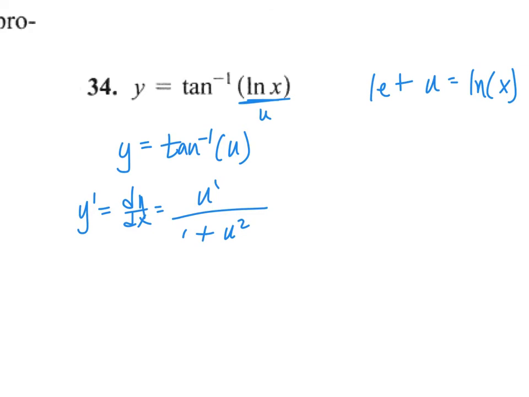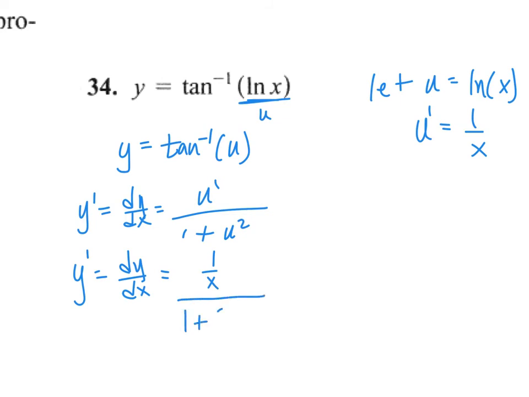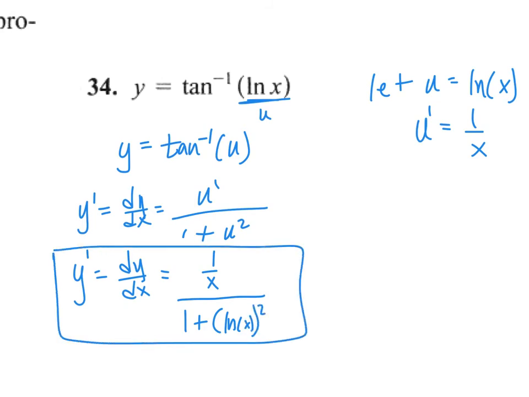So I'm going to go ahead and plug in my values. I do need to find my derivative of u, so u prime is just 1 over x. So y prime, which is dy dx, is equal to u prime, which is 1 over x, divided by 1 plus the quantity ln of x squared. And that's my derivative. We could simplify that, but I'm not going to do that. Ain't nobody got time for that.